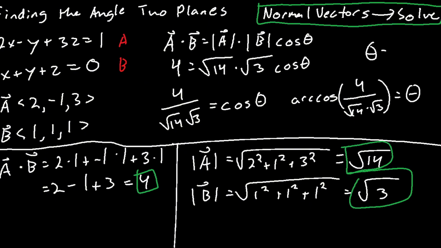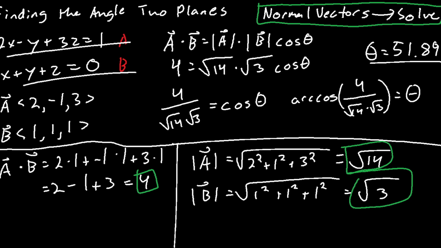And let's go ahead and solve for theta using our TI-84 Plus. That's not me flexing on you guys, by the way, this is an old calculator. Our answer is 51.89 degrees. So this is the angle between these two planes right here. Let's go ahead and do another problem.